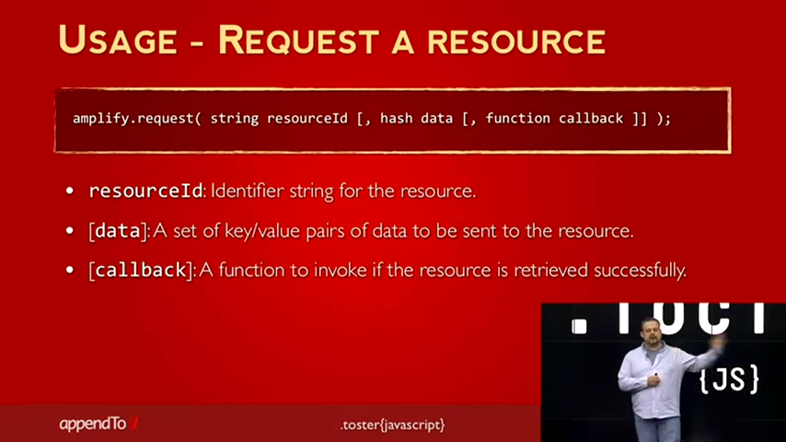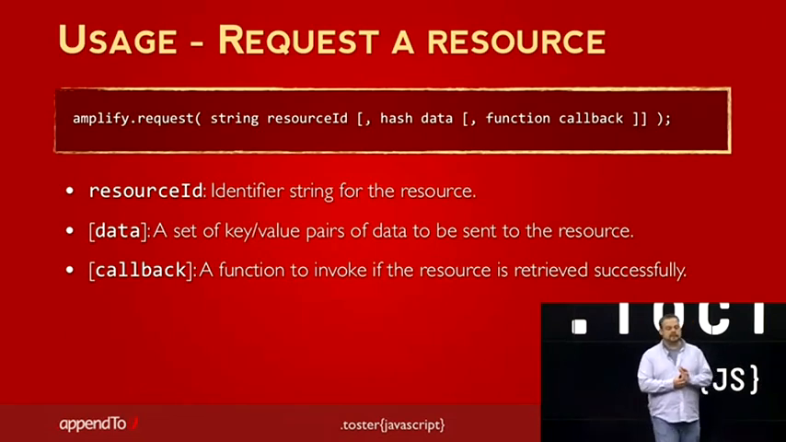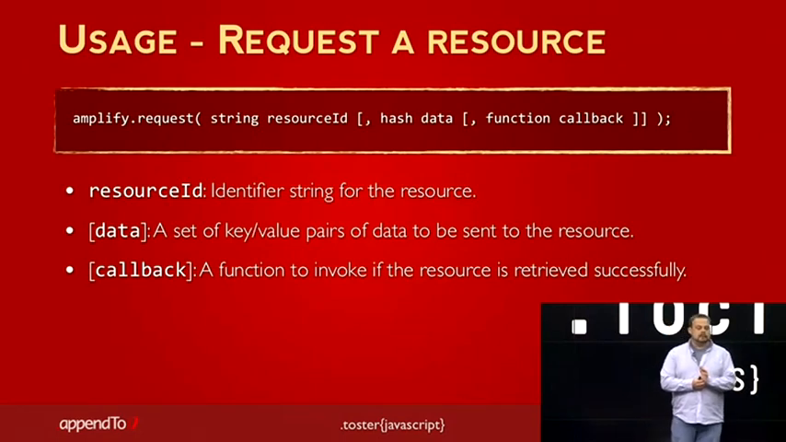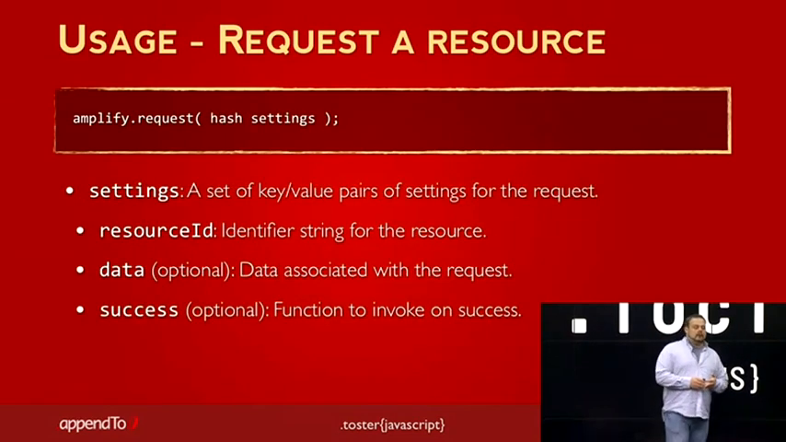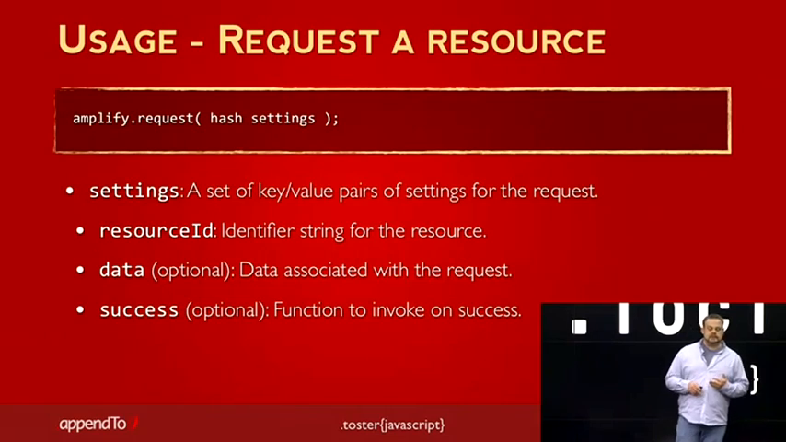So now that we've defined our resource, we want to be able to request that resource. Here's the usage. There's a couple different ways we can call that. We can send in our resource ID, and then we have a couple optional things: the data, a set of key value pairs of data to be sent to the resource, and a callback function to be invoked once the request is successful. Here's the other way. We can just send in a hash of settings: resource ID, data, and success function.